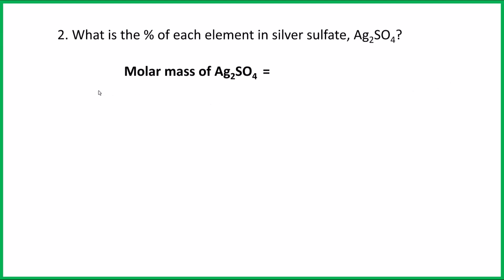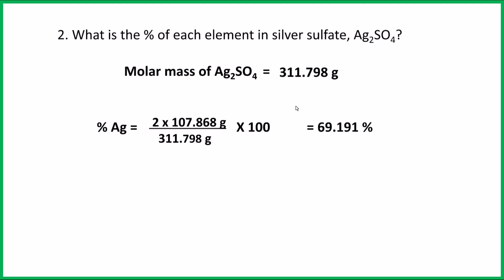Okay, so our molar mass of silver sulfate is 311.798 grams. Depending on what periodic table you're using, this could vary slightly, but it should be pretty close to that. And then to find the percentage of silver in that, we take 2, since we have a subscript 2 here, times the molar mass of silver, and divide that by the total, times 100, and we get 69.191% silver.